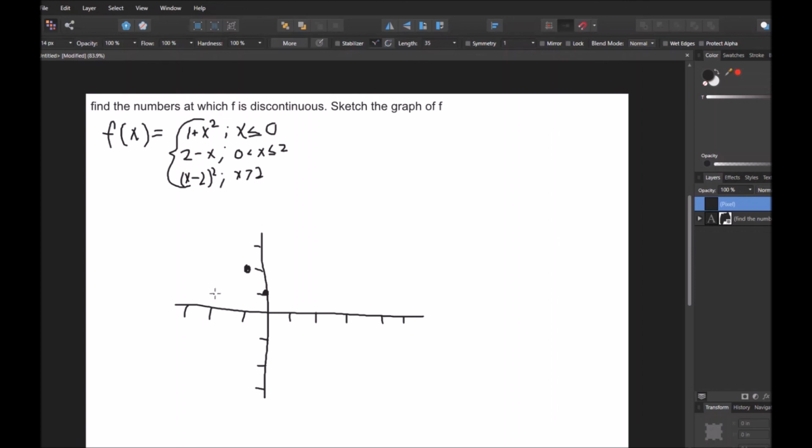And then any other thing would go off the graph, I believe, because 2 squared is 4, and 1 plus 4 is 5, and that's not on the graph. But suffice it to say that this would look like a parabola like that.